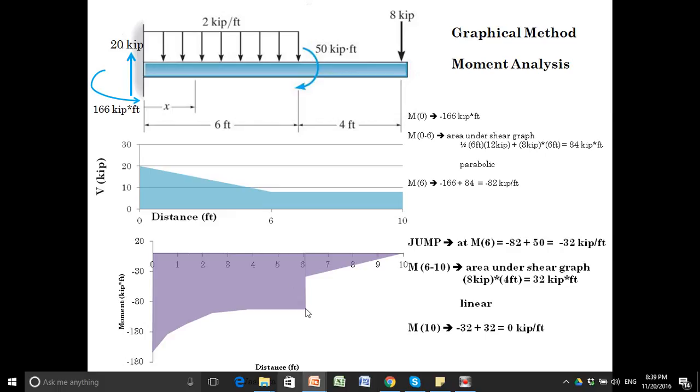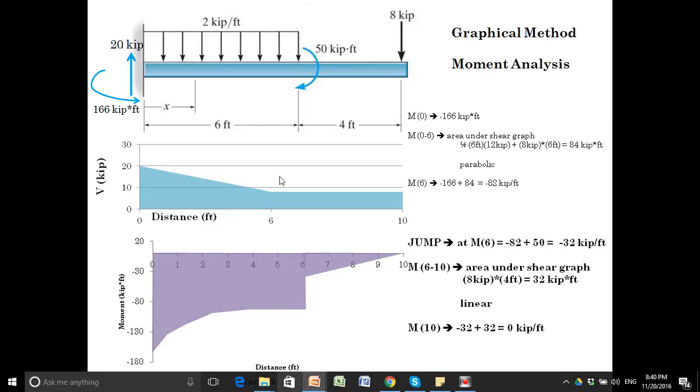We're at negative 82, but all of a sudden we have this 50 kip times feet moment. That means we have a jump. We're at negative 82 and we need to jump 50. But 50 here is clockwise, and remember, when you're analyzing the full body and doing this graphical method, clockwise is actually positive. So from negative 82 we jump up 50, and we end up at negative 32 kip times feet. I don't know why I wrote divided by feet, just ignore that, it should be times feet.